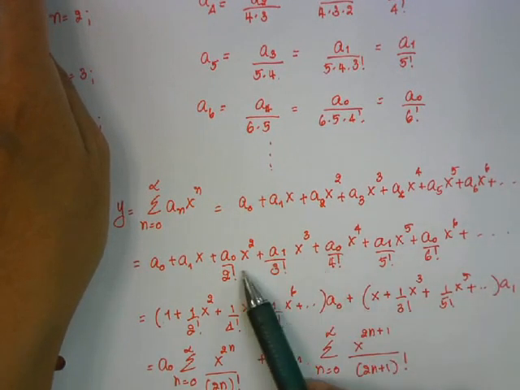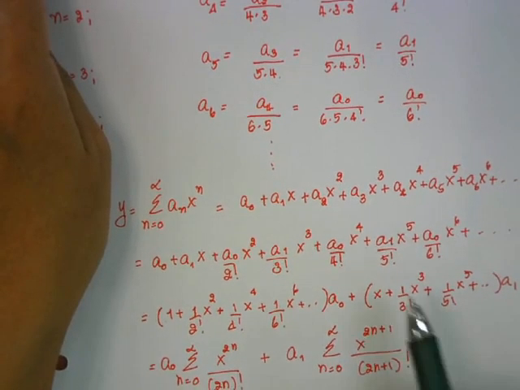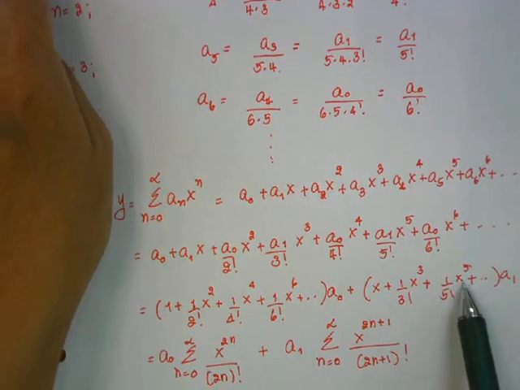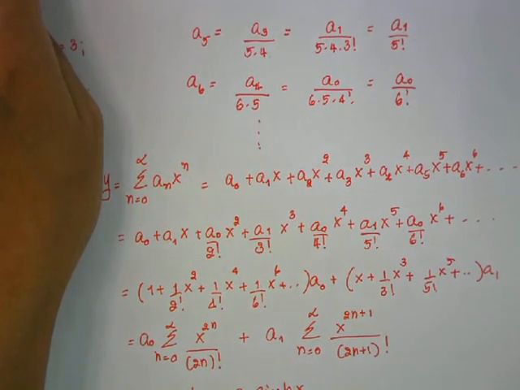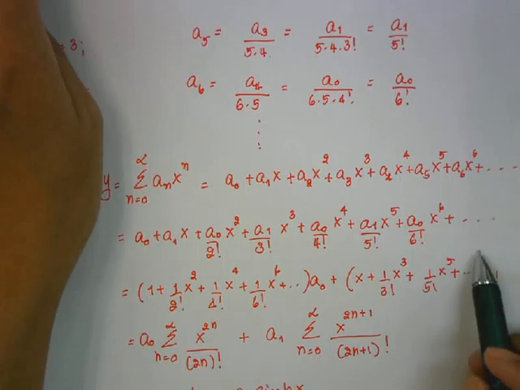Now, for the terms of a1, you take a1 out, okay, you would get x plus 1 over 3 factorial x to the power 3 plus 1 over 5 factorial x to the power 5. The next term, what would you get? I let you guess. The next term of this would be 1 over 7 factorial times x to the power 7. Now you know the rhythm of that, right?